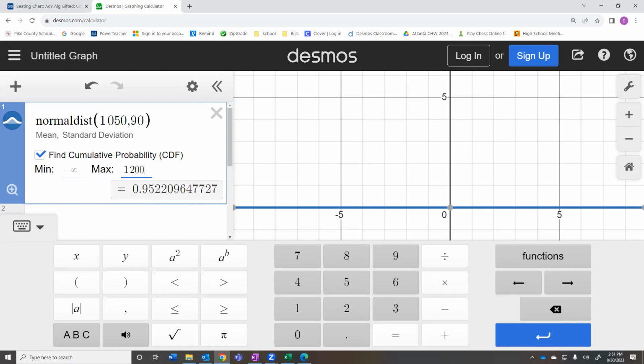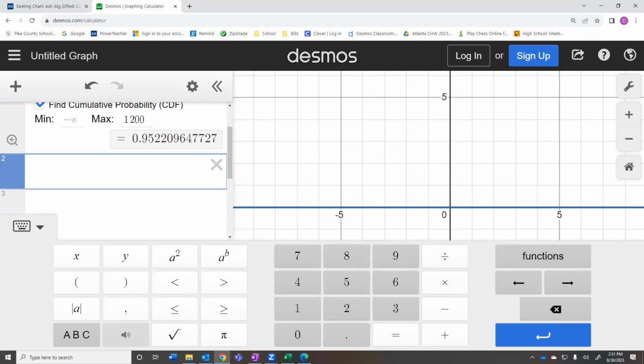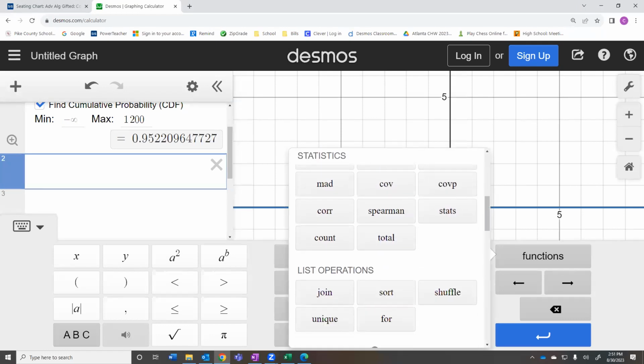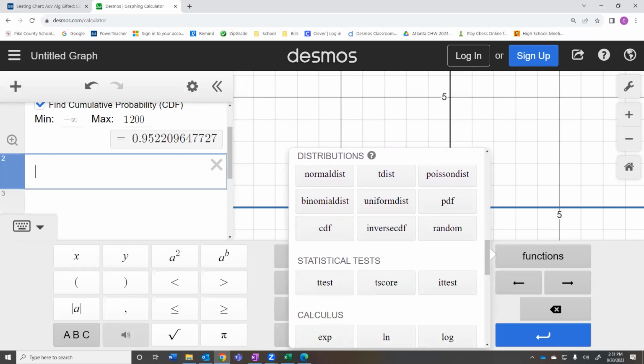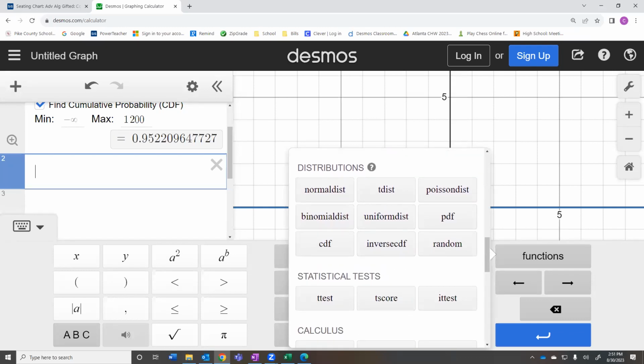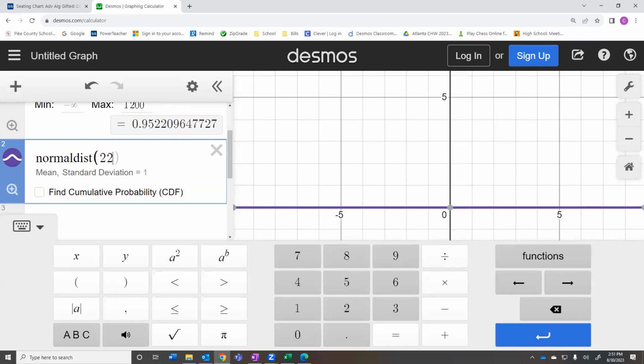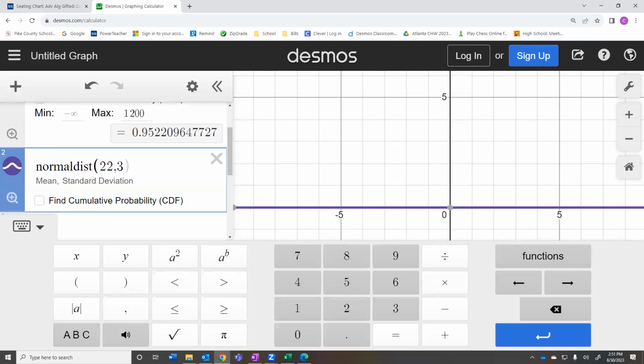Can we do the same thing for the ACT? I'm going to actually click down here because I don't want that one to go away because I might forget what it said. So I'm just going to click down here and do it a second time for the ACT. We're going to go down. We're going to find our normal distribution again. So if you weren't here yesterday, this is exactly what we did yesterday. Normal distribution. The ACT, the average was a 22, and the standard deviation was a 3. So 22, 3. We were going to find the cumulative probability.